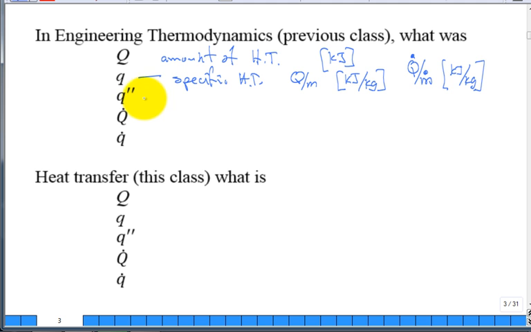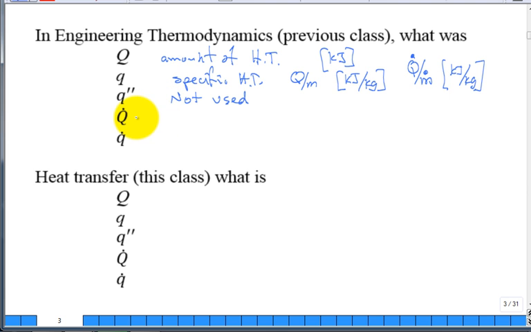What about Q double prime? I don't remember using it. It was a very small usage. Maybe they introduced conduction and convection and talked about heat flux. A little bit of it, very little in the introductory sections of the textbook, but it really wasn't used throughout the course. These first two were used heavily. Big Q, lowercase q were used heavily throughout the course.